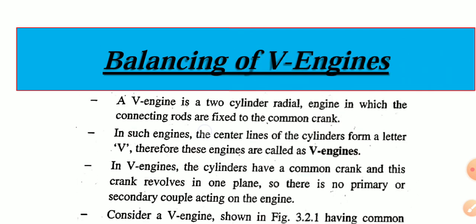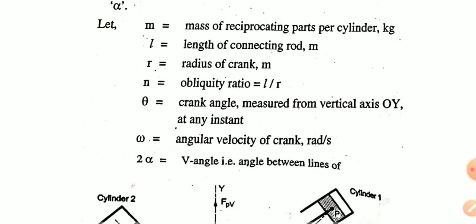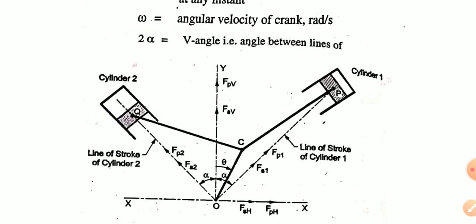The V engine is a two-cylinder radial engine in which the connecting rods are fixed to a common crank. As you can see over here, the two cylinders are at 90 degrees to each other. So basically each cylinder is at an angle of 45 degrees from the reference axis, and we have to find the unbalance in the V engine.